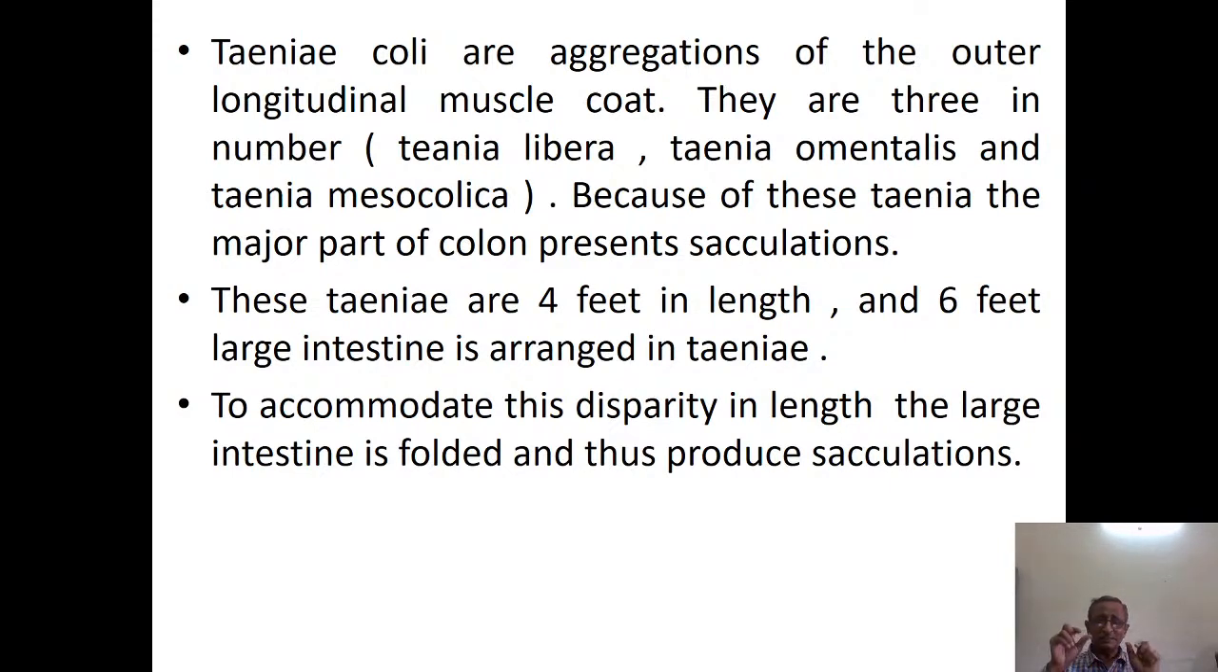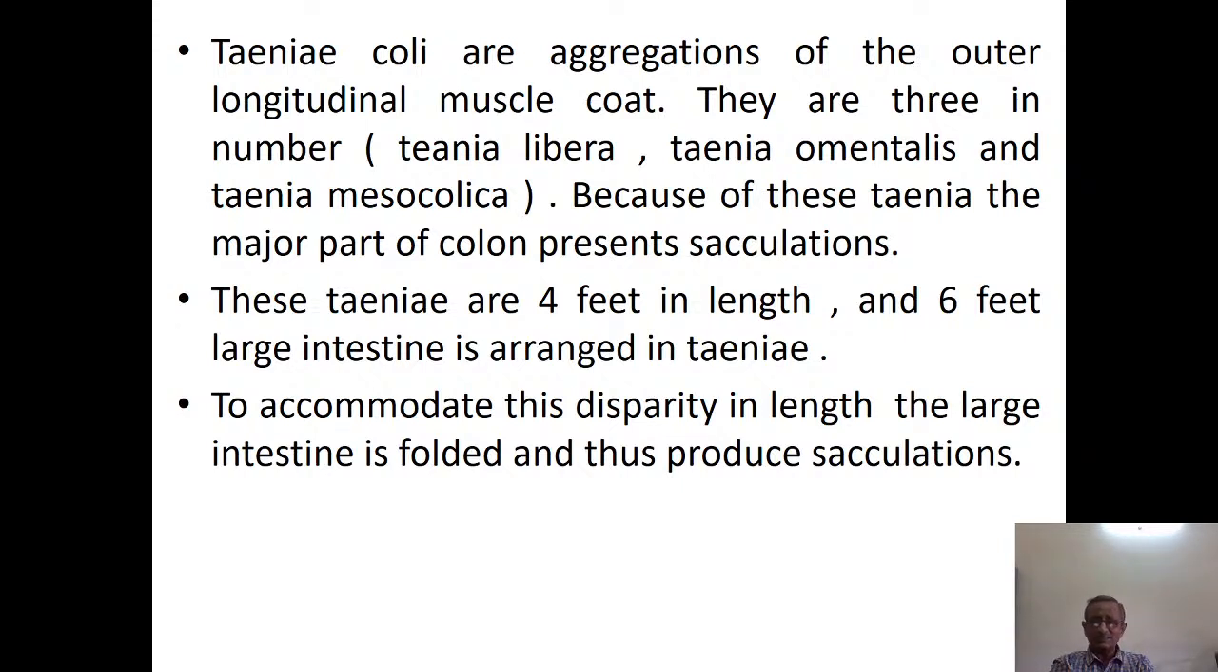But the thing is that in the large intestine, the outer longitudinal muscles are concentrating at 3 points. We call them taenia. Taenia libera anteriorly, taenia omentalis towards the omentum, and taenia mesocolica towards the other side. So we are having taenia libera, taenia omentalis, and taenia mesocolica, the condensed part of the outermost covering of this large intestine.